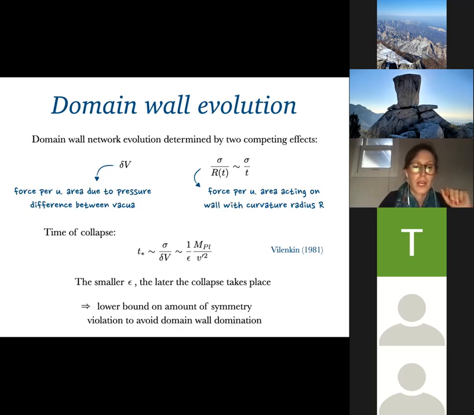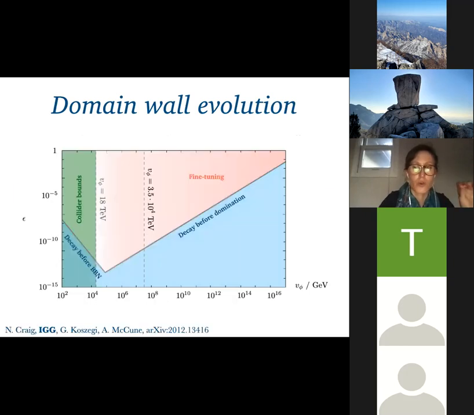So obviously, the smaller epsilon, the smaller the breaking of parity by gravitational effects, the later the domain wall network will disappear. So there is a lower bound on how much parity has to be broken already in order to make sure that this time is fast enough and that the domain walls never come to dominate the total energy density. So this is what I'm showing here in this plot.